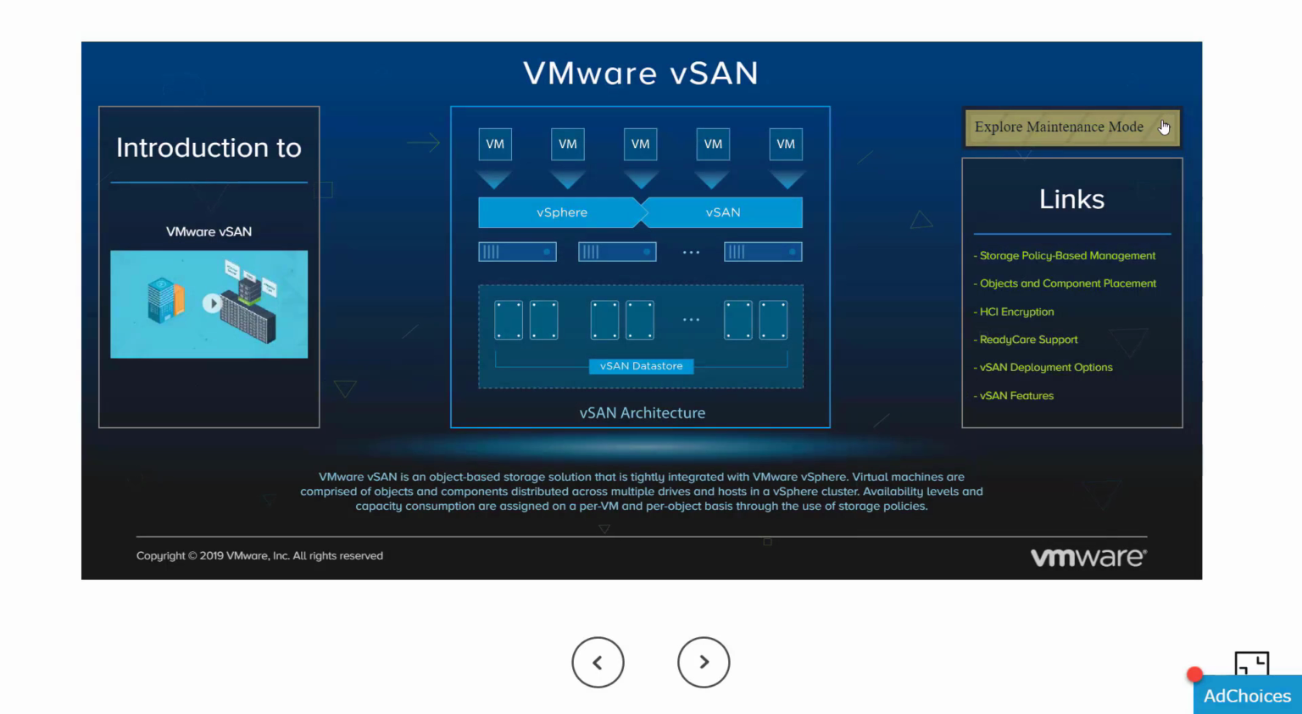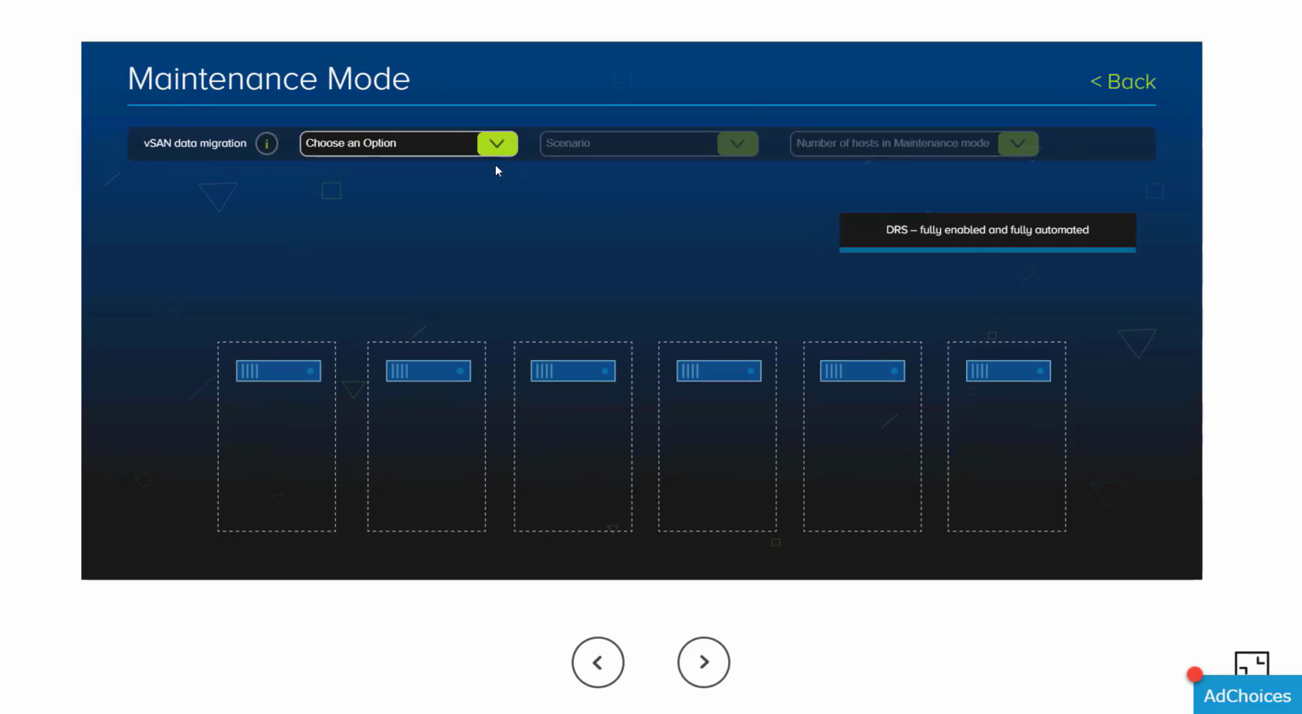For more information on vSAN data placement when placing a host in maintenance mode, visit storagehub.vmware.com and search for the vSAN interactive infographic.